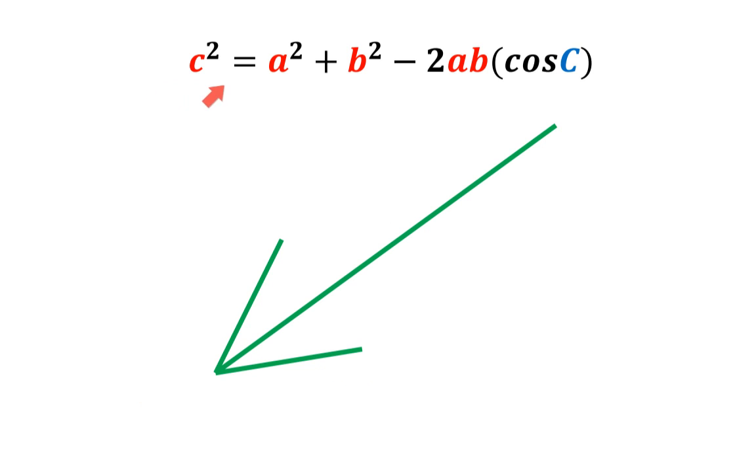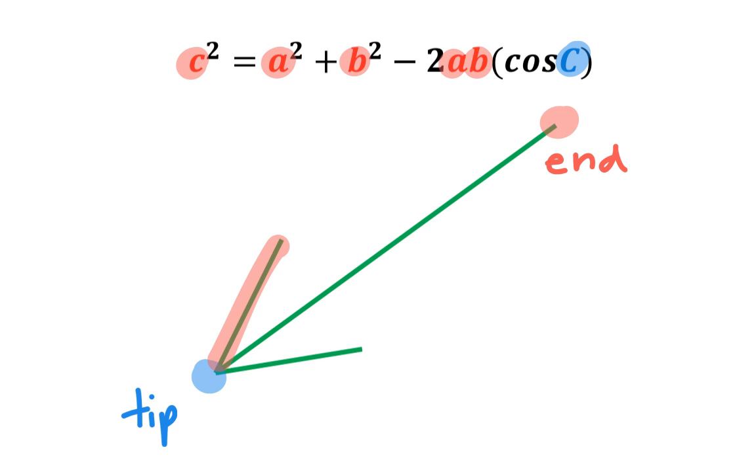At the very top, you'll see the cosine law. It looks pretty complicated. However, we'll be using this green arrow to help us understand it better. Lowercase c is actually the end of the arrow, while uppercase C is actually the tip of the arrow. And last, A and B are actually the sides of this arrow.